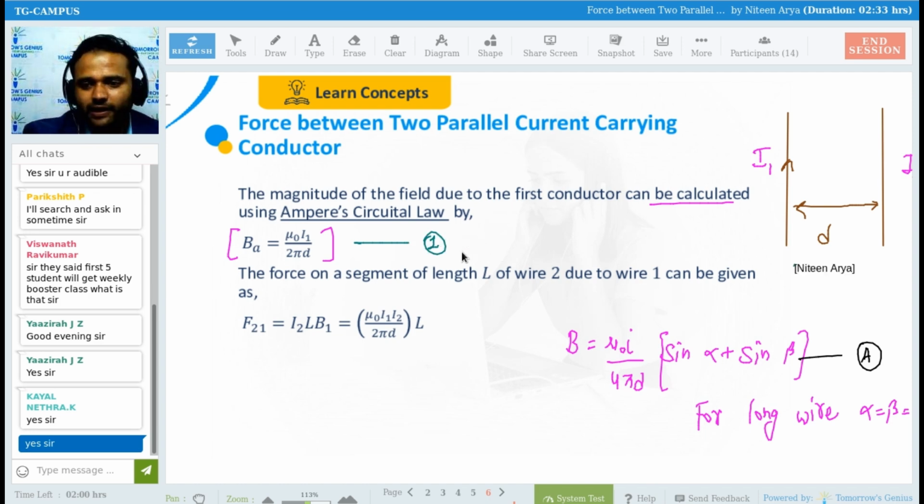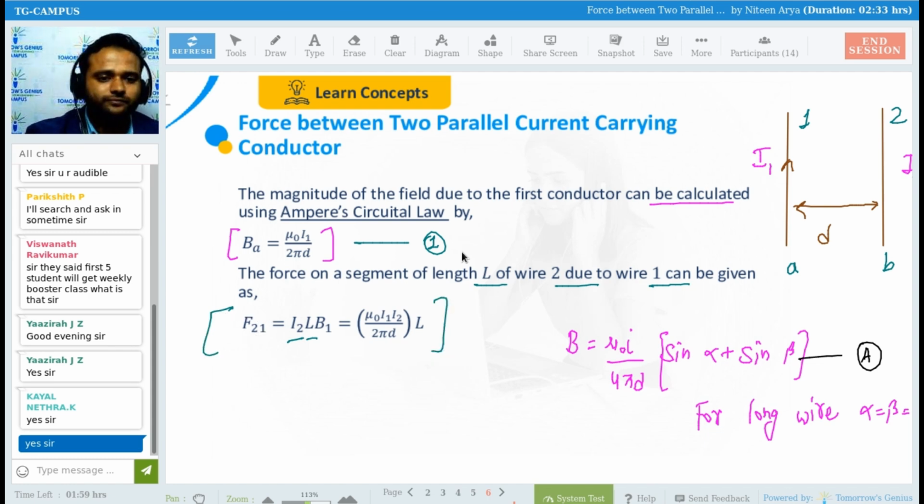Okay, so this is your magnetic field due to wire A, and this is your wire B. So the force on a segment of length of wire 2 due to wire 1, you can say 1 or 2 also, F21 = I2 L B1. I2 is I2, L is the length of this particular wire, and B1 we already know: mu naught I1 over 2 pi D. So when we put everything into this, that is your attractive force. Is this clear? Is this clear with everyone?